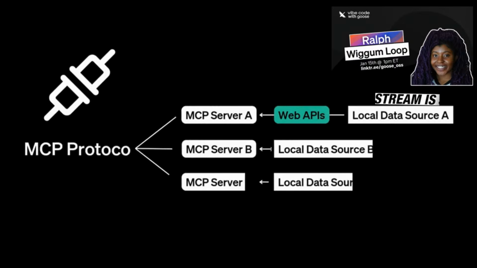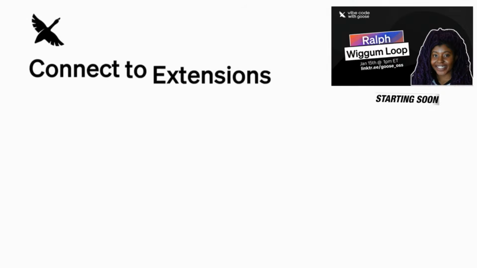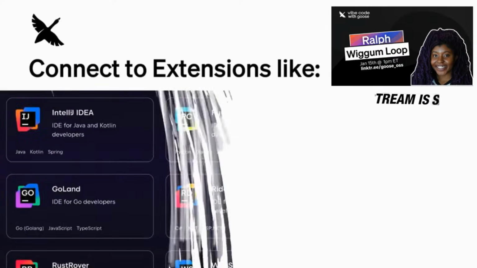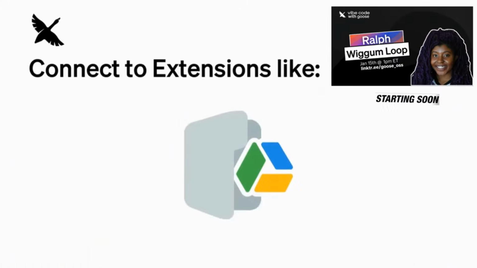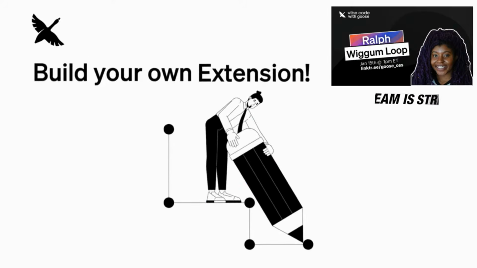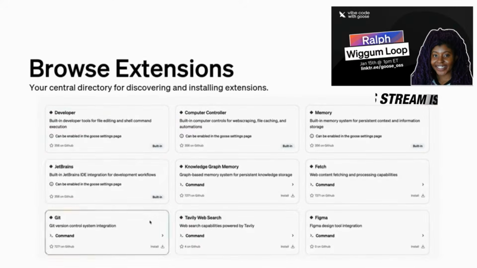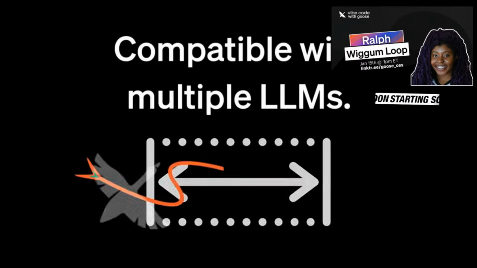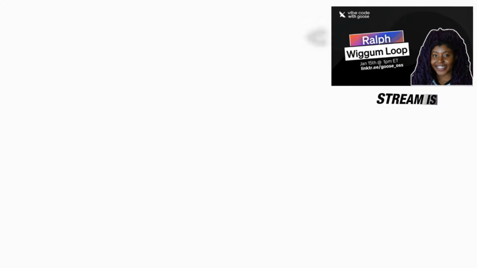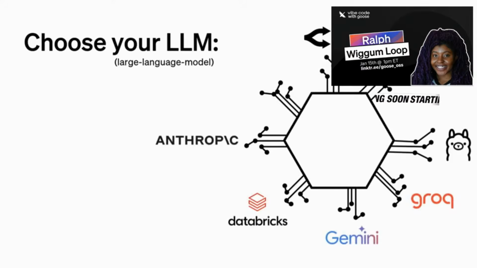Built on the Model Context Protocol, you can connect to extensions like GitHub, integrate JetBrains IDEs, access Google Drive, or build your own custom integrations for Goose. For a curated list of extensions, visit our docs. With a wide range of compatible large language model providers, you can choose and integrate your preferred model.